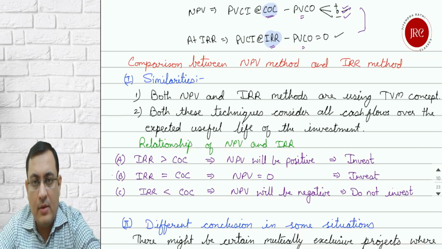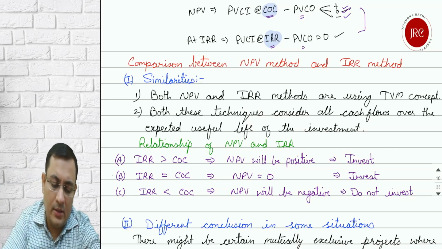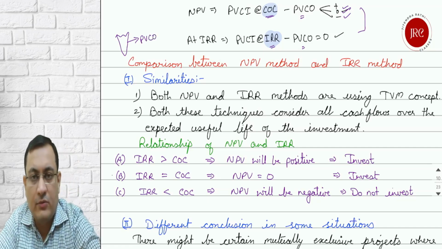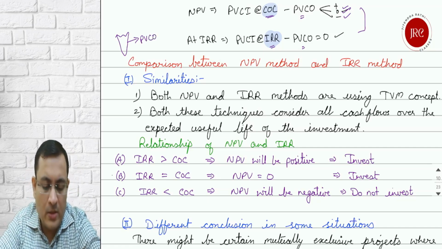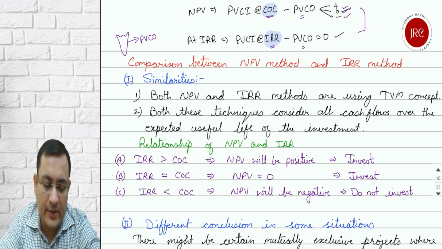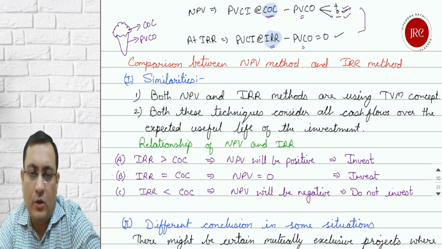If COC and IRR are same, the required rate of return, what is NPV? This is your PVCO, the example we have used in case of calculation of NPV. PVCO is the empty cone given by the investor, invested in the project. They want to fill it with ice cream. That is the required rate of return, cost of capital.